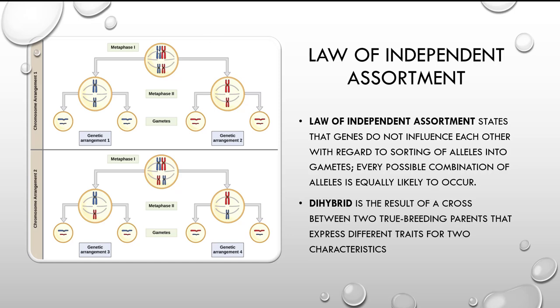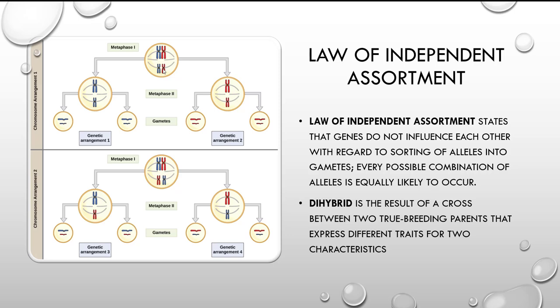So if I have a gene on this homologous chromosome, it's going to assort itself independently from a gene found on a different non-homologous chromosome. So my eye color gene way over here will sort itself differently than my hair color gene way over here. So genes do not influence each other with regard to sorting of alleles into gametes. Every possible combination of alleles is equally likely to occur.